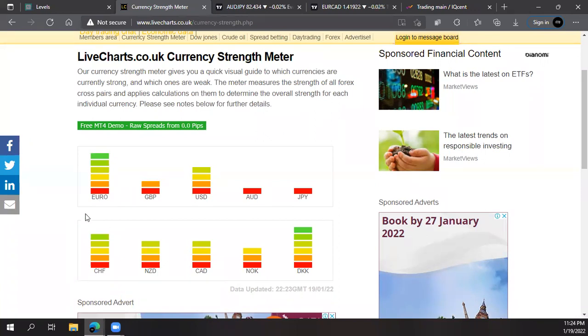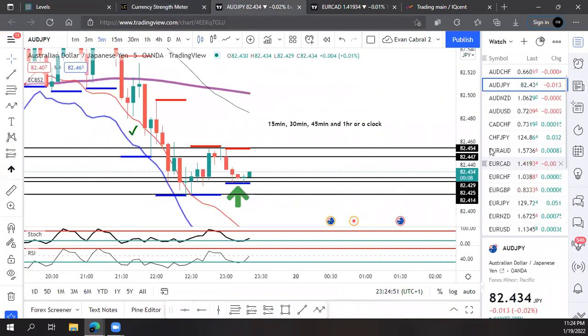Now, there's nothing like odd euro. The currency itself is euro odd. Look at it, euro odd. There's nothing like odd euro, right? So you need to actually know how to identify your currencies.